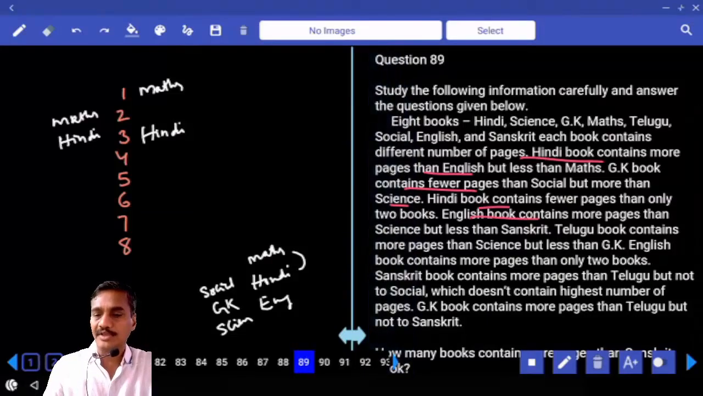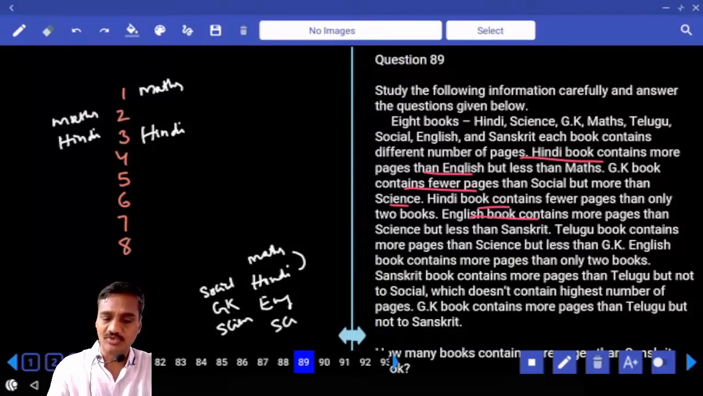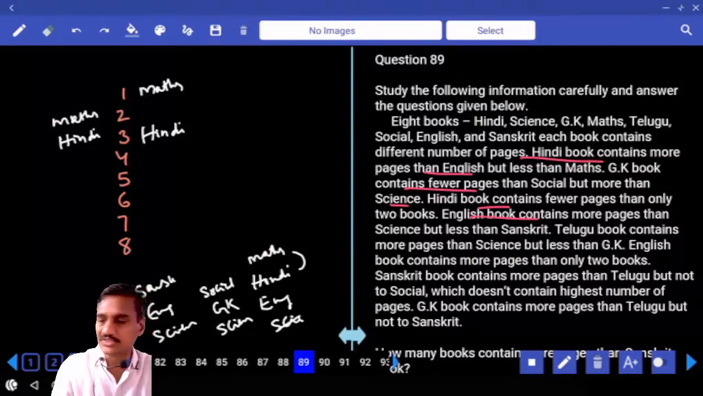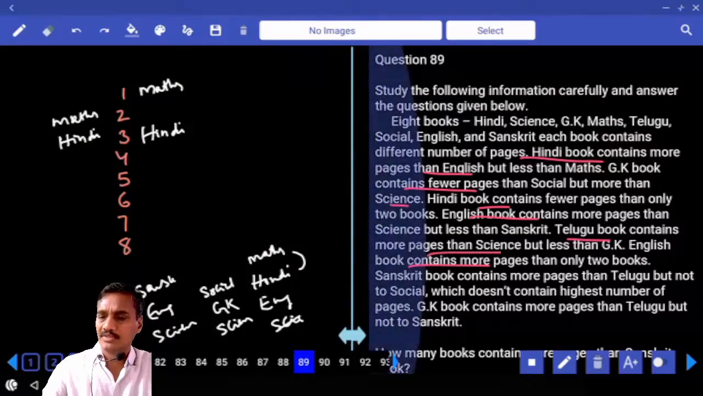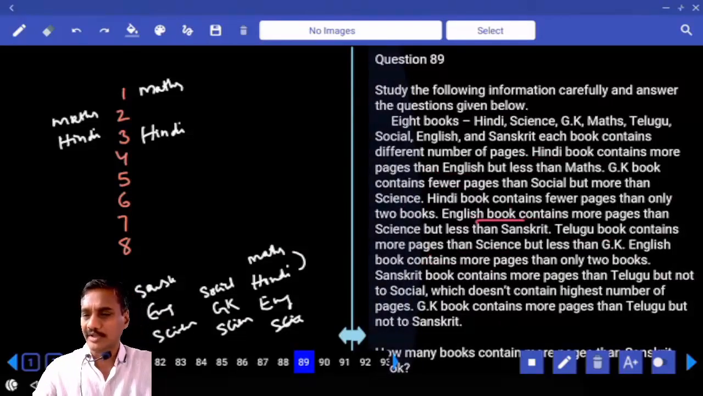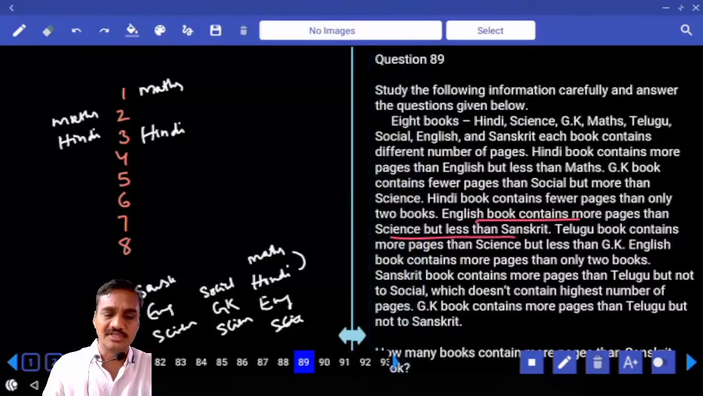And the English book contains more pages than science. Now this English has more than science but less than Sanskrit. The English book contains more pages than only 2 books, but less than GK. English contains more than science but lesser than Sanskrit.